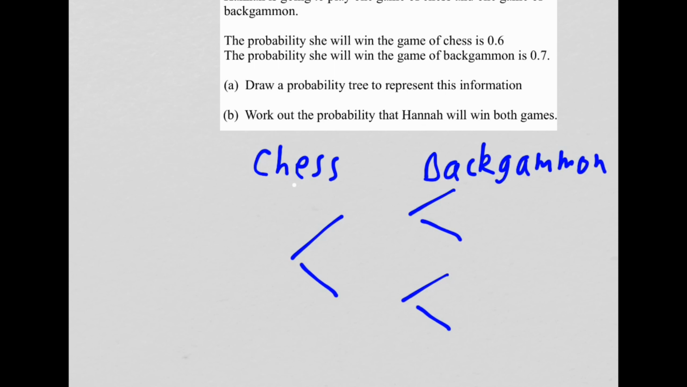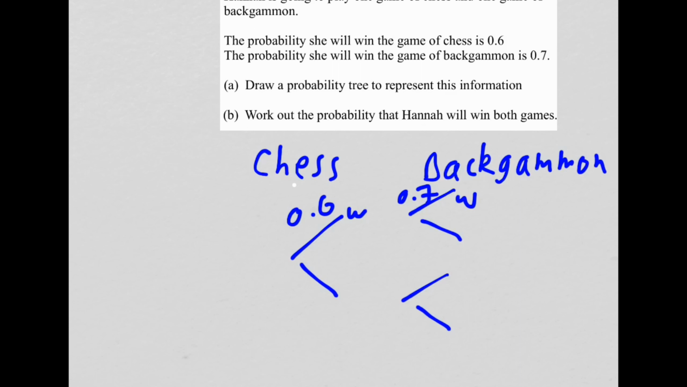The probability that she'll win, so this can be our win branch, is 0.6. The probability that she'll win a game of backgammon is 0.7, so that'll be a win there, and that'll be 0.7. The important thing here is understanding that these two branches add up to 1. Probabilities add up to 1.